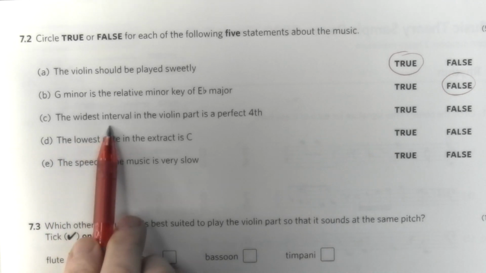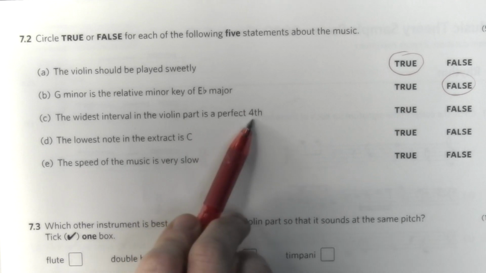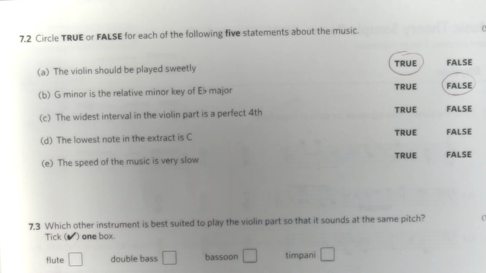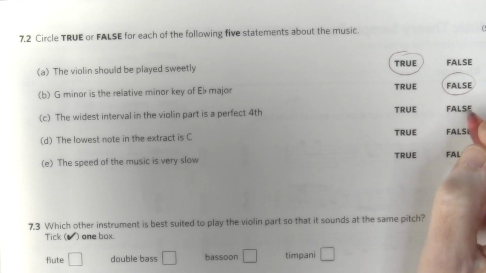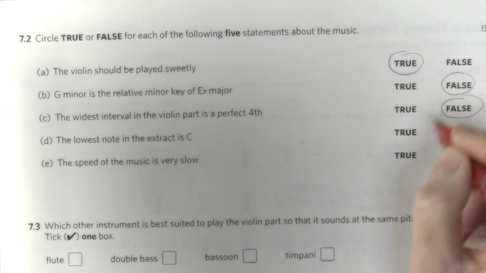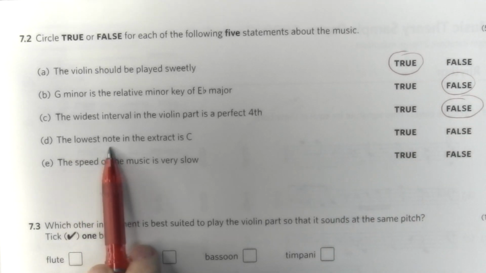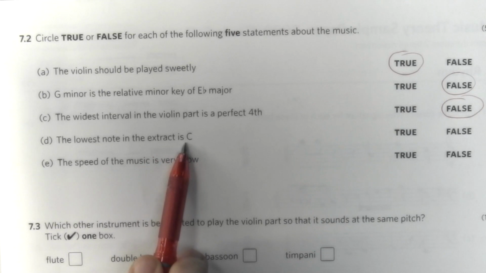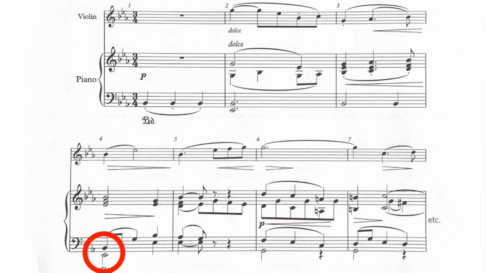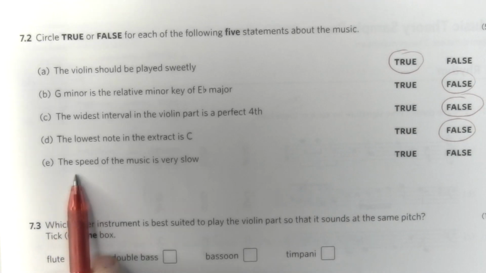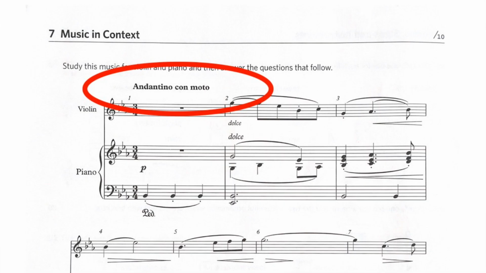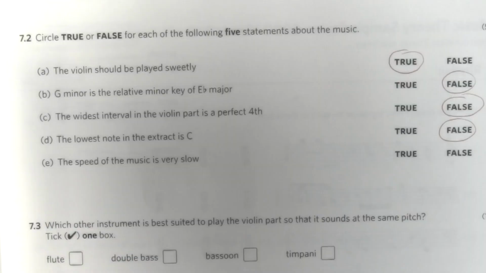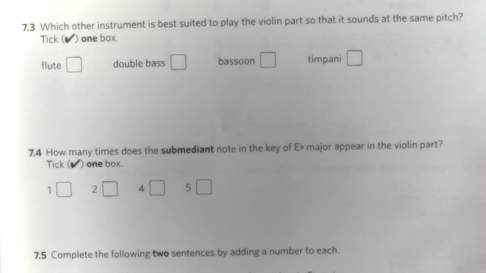The widest interval in the violin part is a perfect fourth. Let's see if we find a perfect fourth. And because we have found a perfect fifth, this is incorrect. The lowest note in the extract is C. It isn't C, so this is false. The speed of the music is very slow, and it's not very slow, so that is incorrect. False. Question 3.